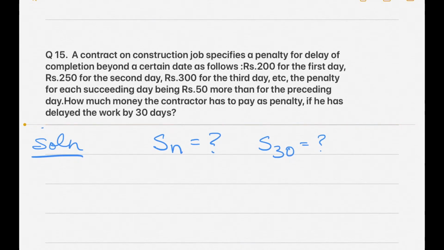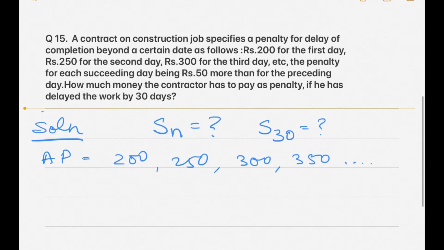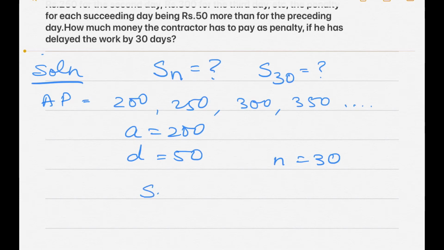Then I know my AP is like 200, 250, then 300 and 350, and so on, right? So it becomes an AP because there is a difference of 50 rupees for every day. So the common difference is the same, so I can say it is an AP. And a is equal to 200 and d is equal to 50, and n we know is equal to 30, right? So then I can just put in my sum of n terms formula: Sn is equal to n by 2 into 2a plus n minus 1 into d.